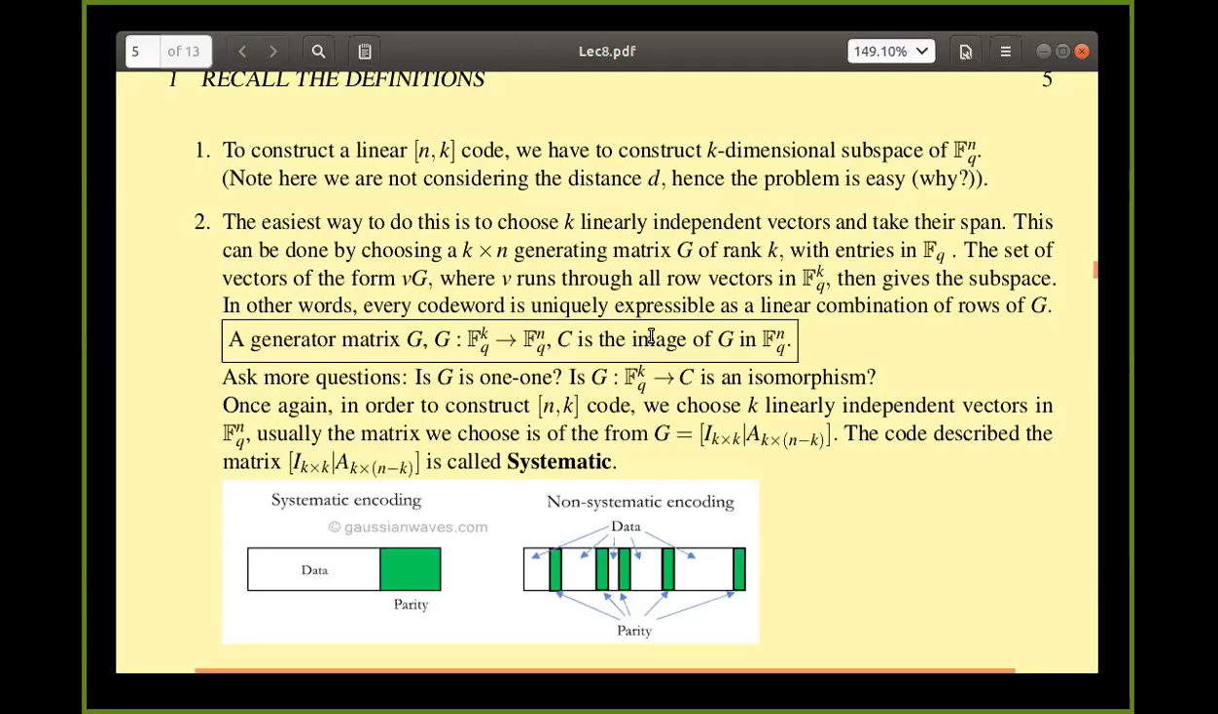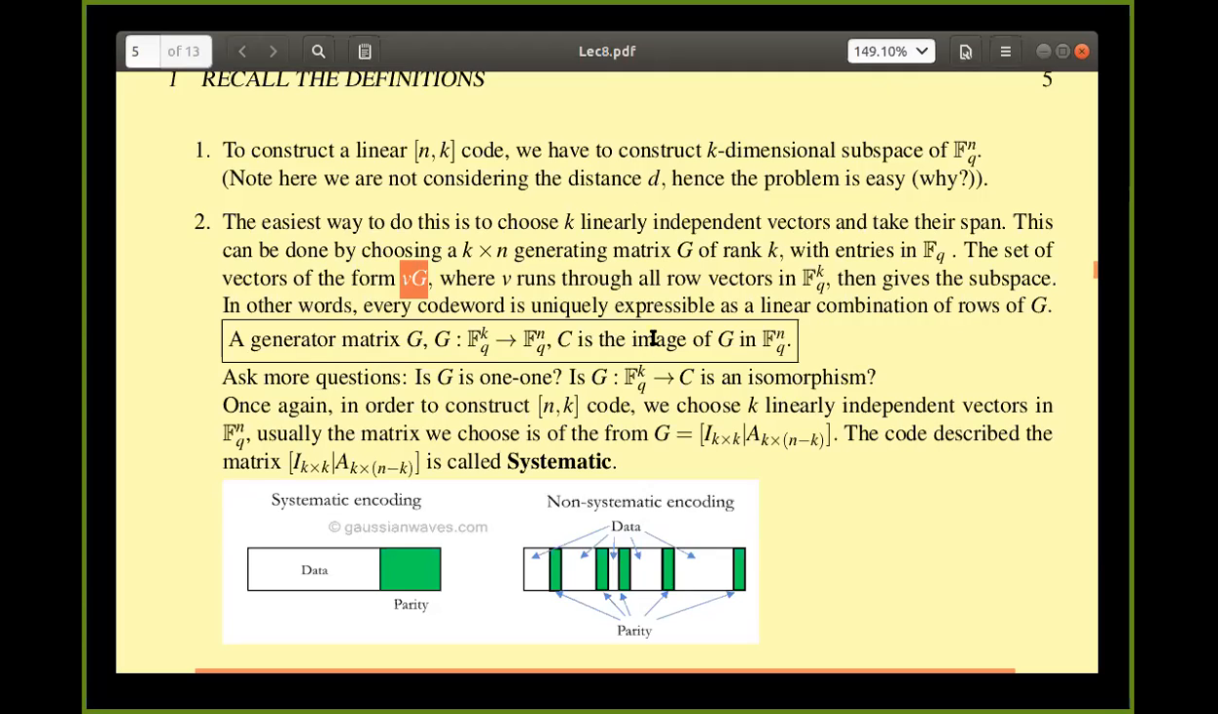Okay, so it is easy to define a map from Fq power k to Fq power n. I'm not worried about the distances at all. Easy to construct. So what is that? The easiest way is to choose k linearly independent vectors and take their span. Done, right? The problem is easy. This can be done: choose a k cross n generator matrix G with rank k with entries from Fq, and the set of vectors of the form vG, where v runs over all the elements of Fq power k, gives the subspace. In other words, every codeword is uniquely expressed as a linear combination of the rows of G.